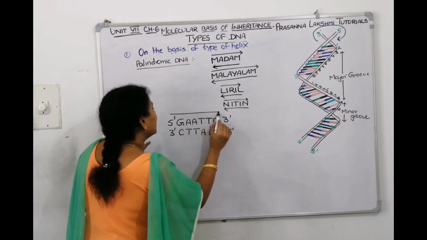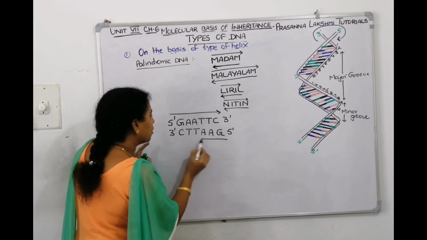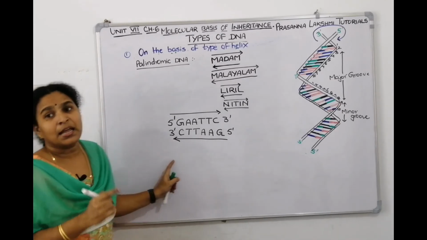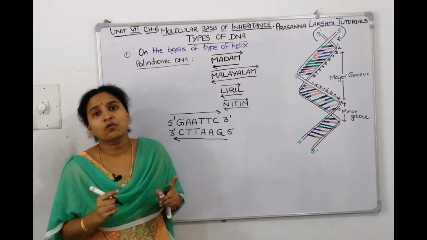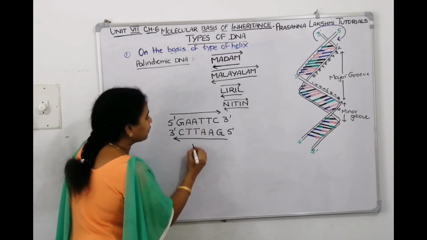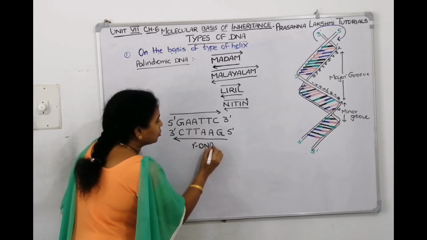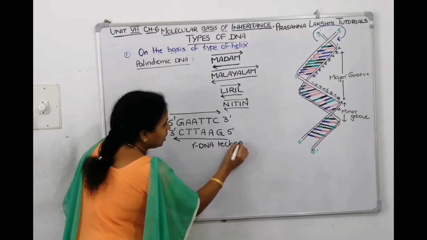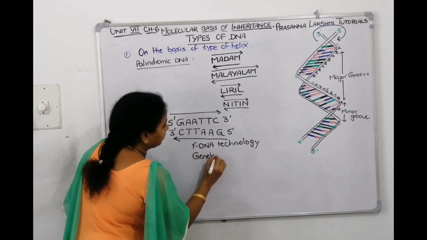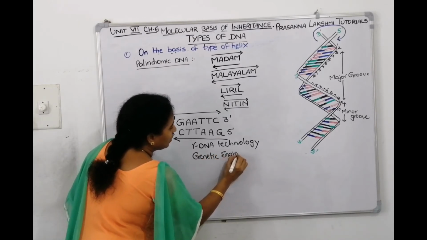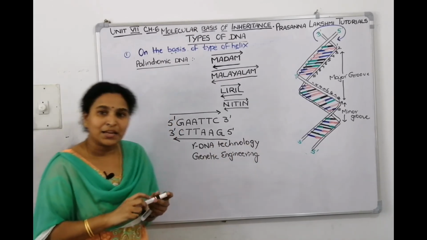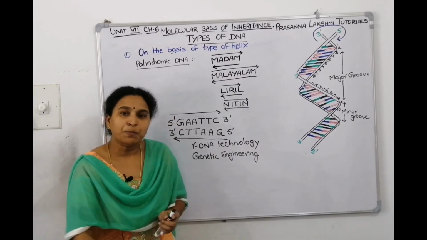Such a DNA which has the same sequence on both sides is called palindromic DNA. Palindromic DNAs are very useful in rDNA technology, biotechnology and genetic engineering. We are having two chapters on biotechnology. There we will take this and study in detail. This is what palindromic DNA is about.